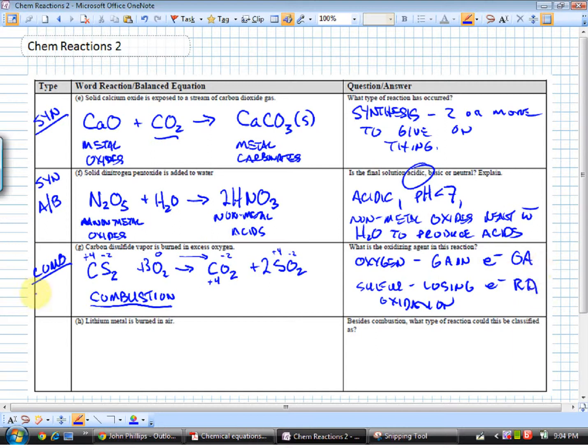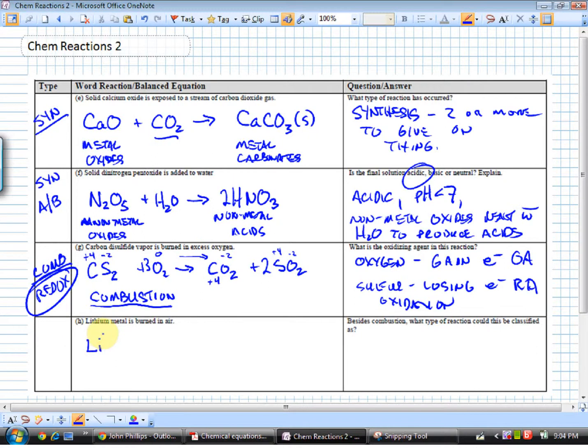Again, this is also a redox reaction. So many reactions, like the one above, can be classified in 2 different categories. So knowing a little bit about oxidation numbers is going to help you on the AP Chem exam. All right, finally, one more reaction here. Lithium metal is burned in air. All right, lithium. There we go. That's pretty simple.